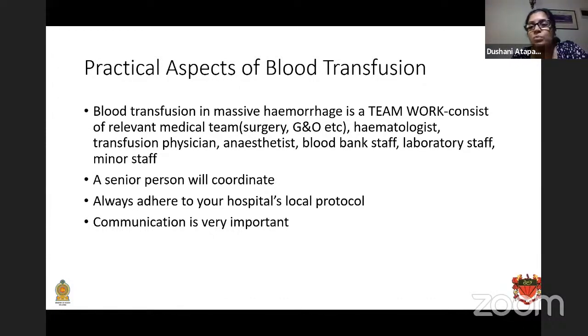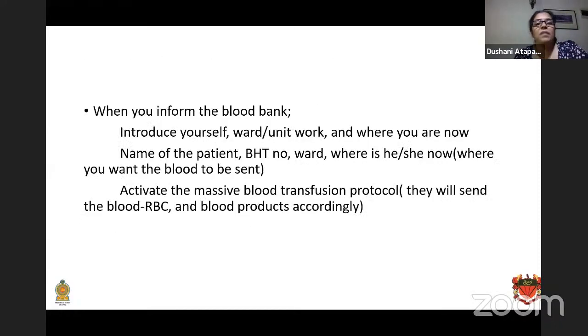And then, yeah, you would be the communicating person. So communication is very important, right? And the other thing, when you inform the blood bank, you introduce yourself. So I'm the HO, so and so in this ward, but I'm in the labor room. I'm the obs on call HO, but now I'm in the labor room, or I'm now in the theater, wherever the place, you tell where you are now. And then the name of the patient, BHT, ward, where is the patient now. So that is also important.